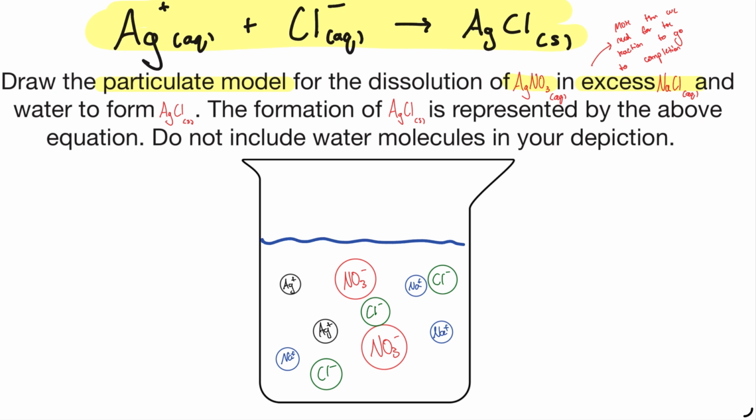Why do I have that? Well, because I have excess NaCl. So I have to be showing that I have an excess amount in my beaker. Now that we've set all this up nicely, our dissolved ions, let's go to the second part of our problem.